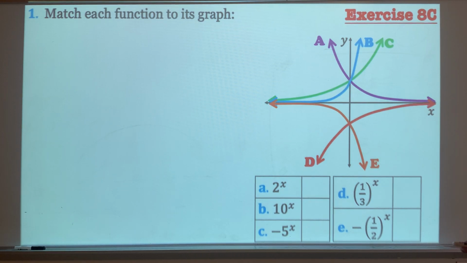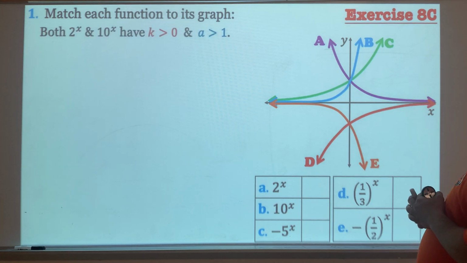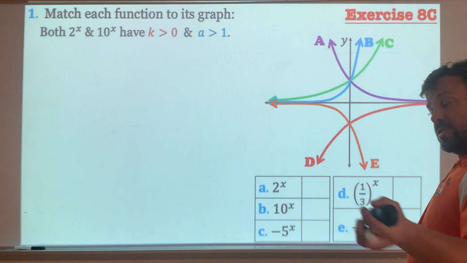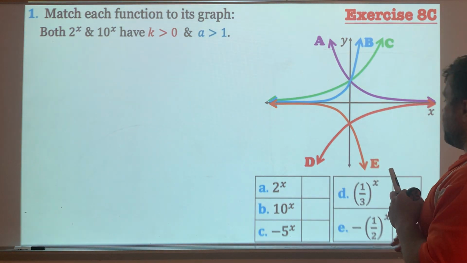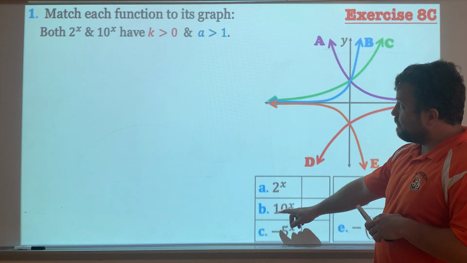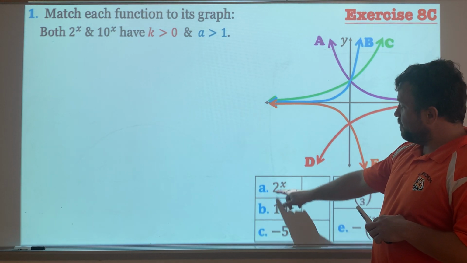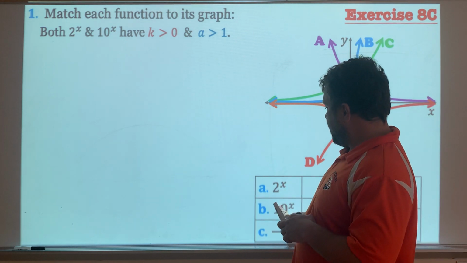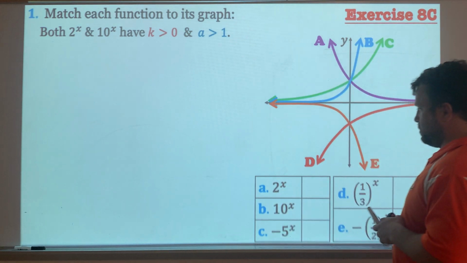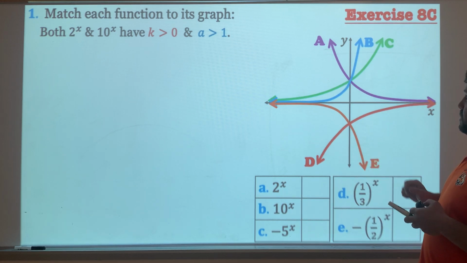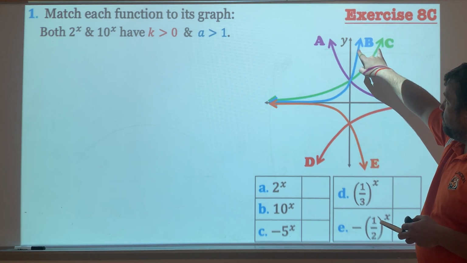All right. I think I gave you enough time. So the first one, and you can do this in any order, this is just the order I went in. Both 2 to the x and 10 to the x have a k that's greater than 0, and an a that's greater than 1. So they're both positive, and both these numbers are not fractions. So they both go up and they both go in the same direction. So it can either be B or C, right?